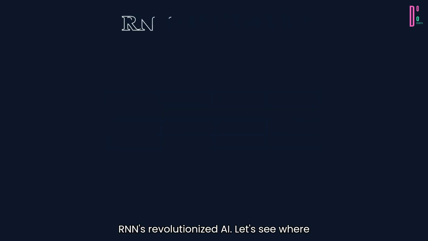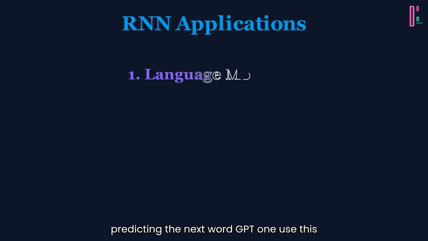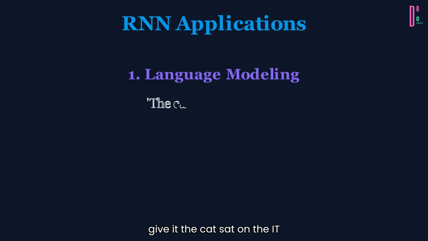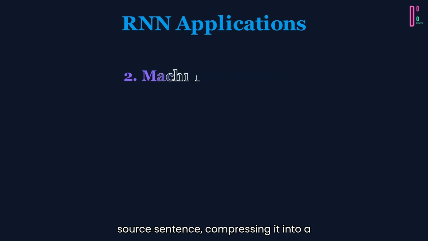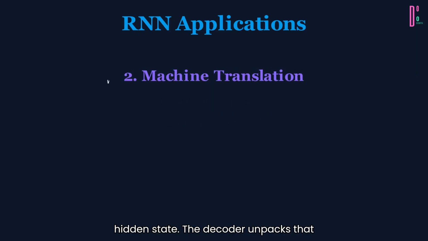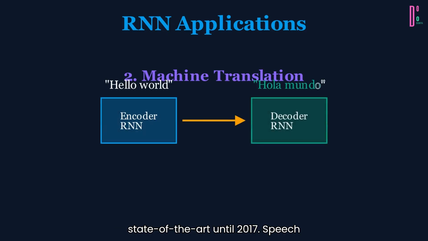RNNs revolutionized AI. Let's see where they're used. Language modeling, predicting the next word. GPT-1 used this. Give it the cat sat on the, it predicts mat. Machine translation, encoder-decoder RNNs. The encoder reads the source sentence, compressing it into a hidden state. The decoder unpacks that state into the target language. This was state-of-the-art until 2017.